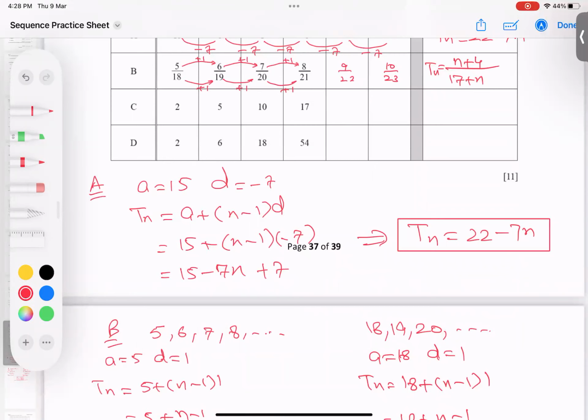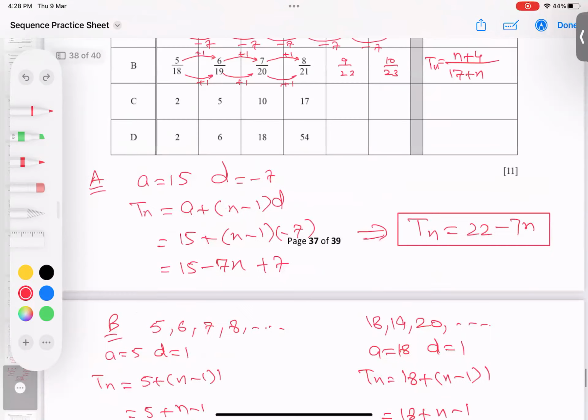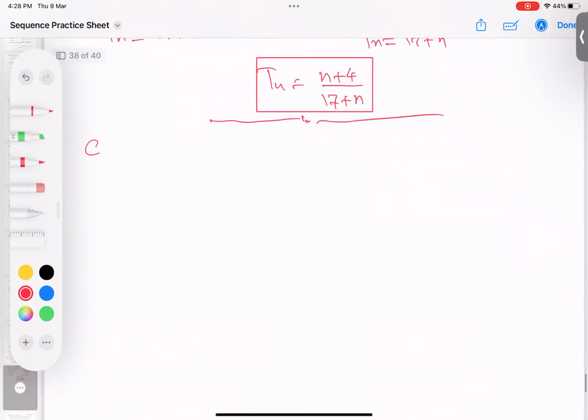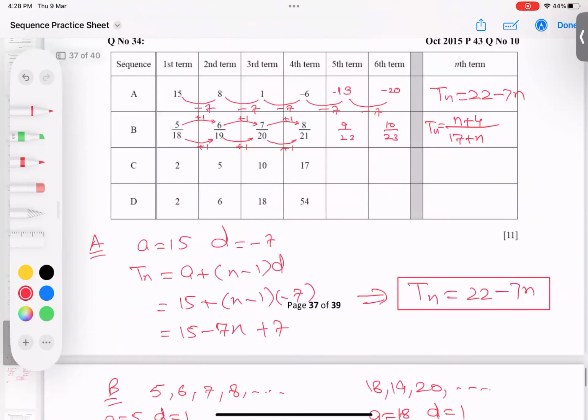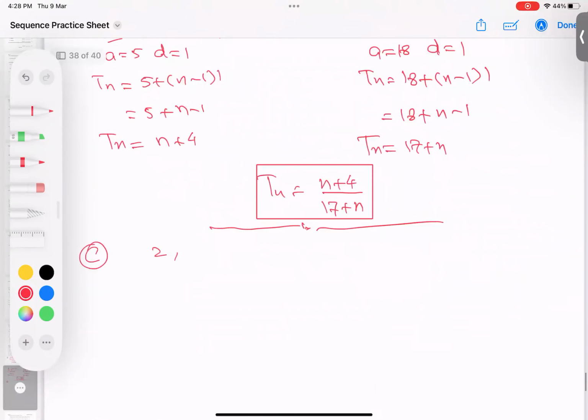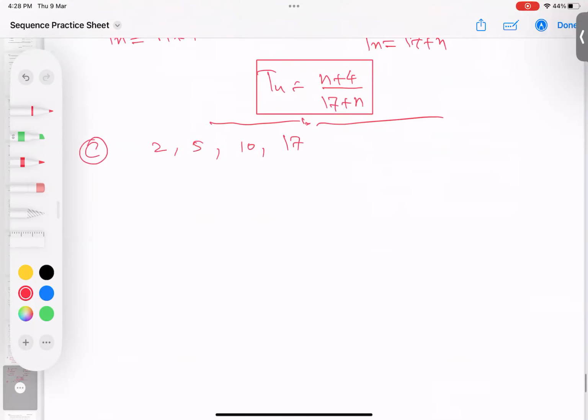The next sequence is interesting: 2, 5, 10, 17. We have 2 techniques for this one. Okay, I do sequence C here. The question is 2, 5, 10, 17. I have two ways to do this one. Okay, I will do both.